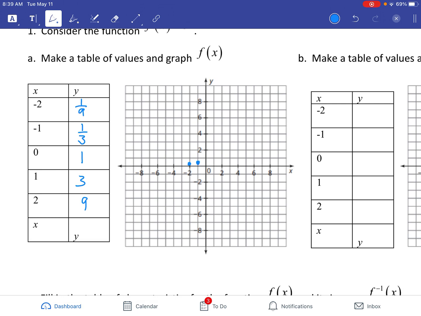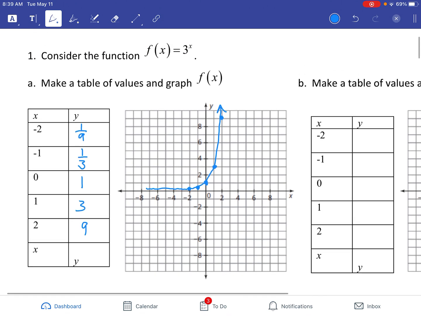So if you plot this on our graph, negative 2 and 1/9 is like there. Negative 1 and 1/3 is there. 0 and 1. 1 and 3. And 2 and 9. So your graph should look something like this. Now we can see that it's growing, so it's a growth function based off the graph, but we should also know that it's a growth function because the base value is greater than 1. So that means it's an exponential growth.